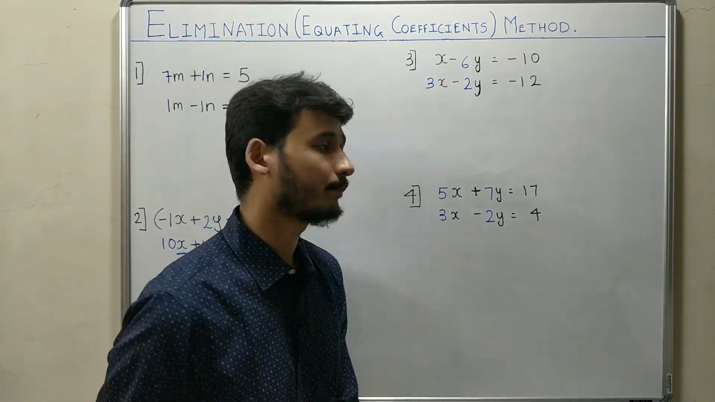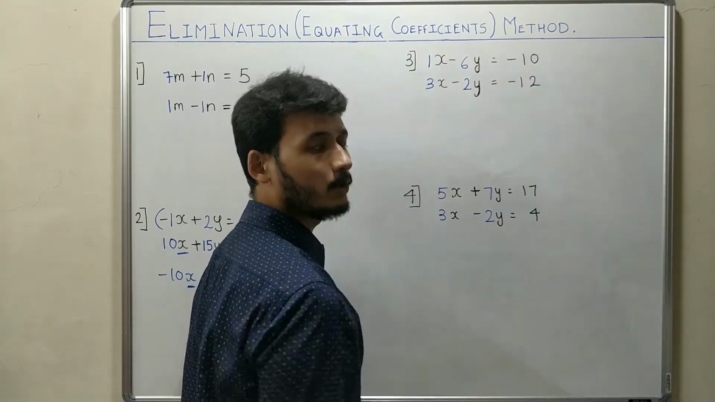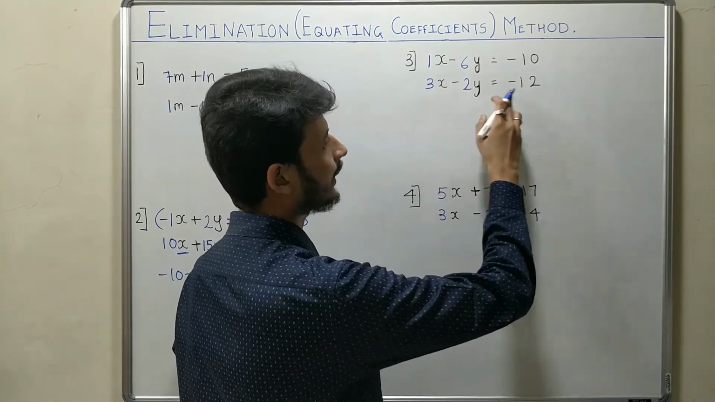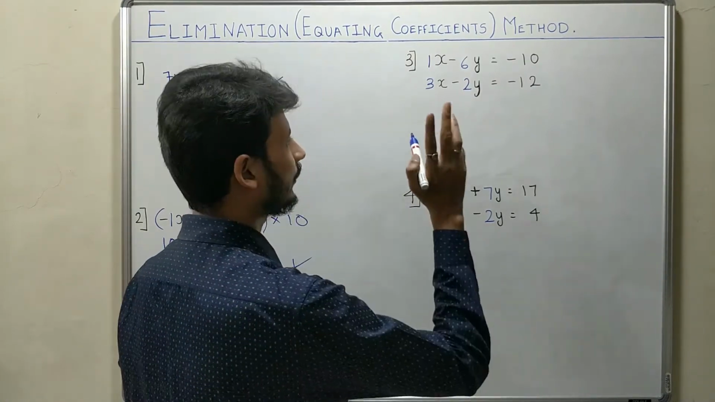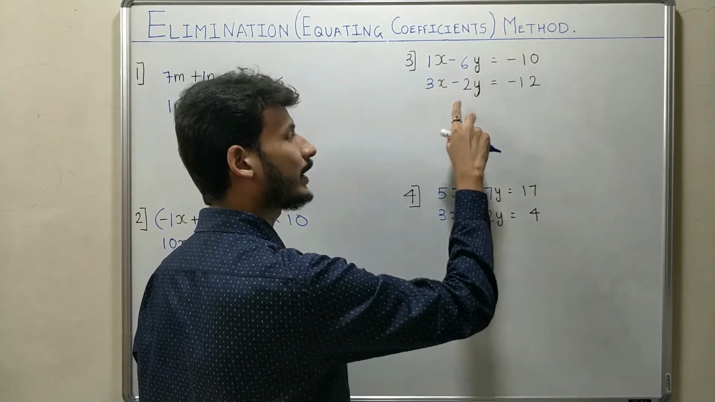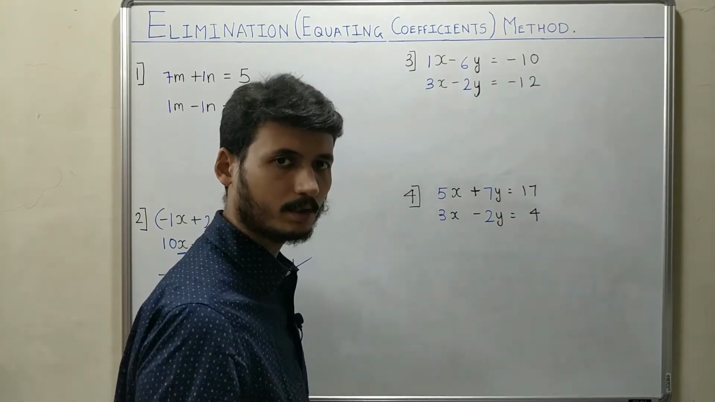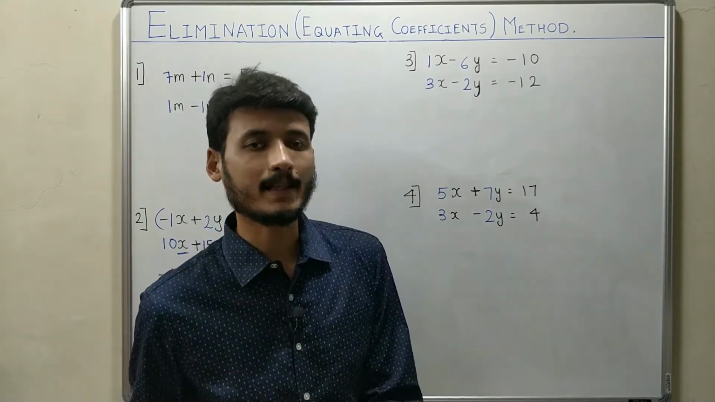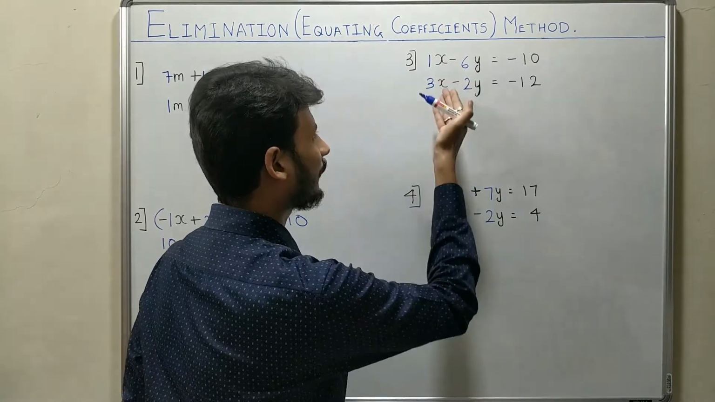Let's see one more example. x minus 6y, that is 1x minus 6y is equal to minus 10, and 3x minus 2y is equal to minus 12. Now here we have two options. Check, first of all, the coefficient of x is not same, the coefficient of y is also not same. So neither x coefficient is same nor y coefficient is same. So what we need to do? We have to make them same, either x or y. So let's make x same.